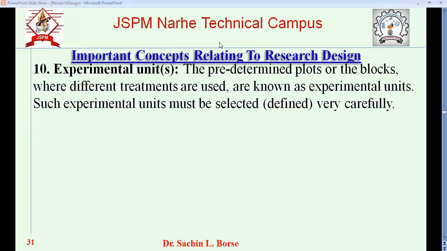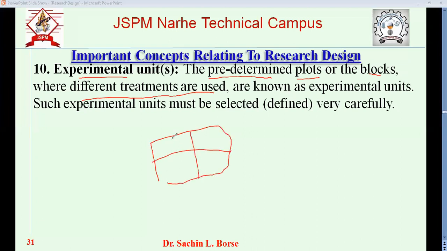Now we'll see what is meant by experimental unit. It is a predetermined plot or block where a different treatment is applied. Suppose there are many blocks here. If I put variety 1 here and variety 2 here, then this is experimental unit 1 and this is experimental unit 2. So this is called an experimental unit.